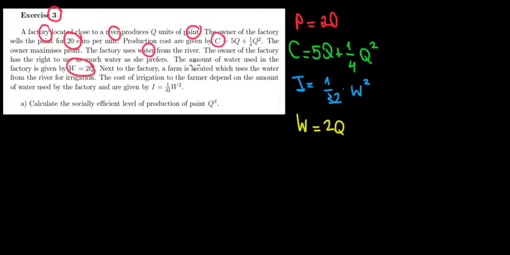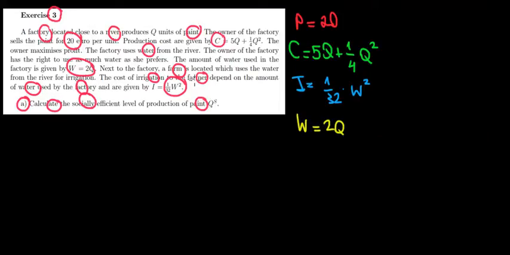Now next to the factory there is a farm, and the farm is affected by the water used by the factory. So the cost of irrigation for the farmer depends on the amount of water used by that factory and is given by this function. Now in part A we want to calculate the socially efficient level of paint. Okay, what does that mean?